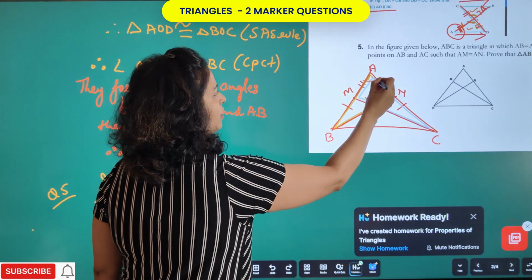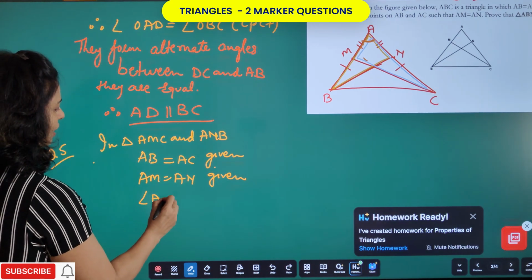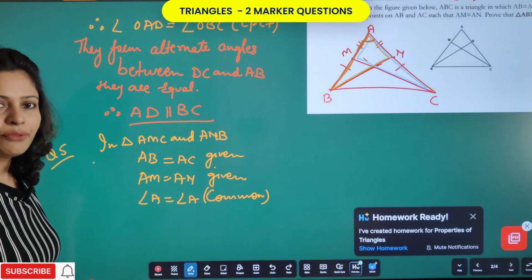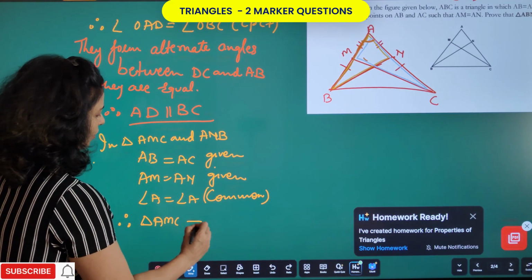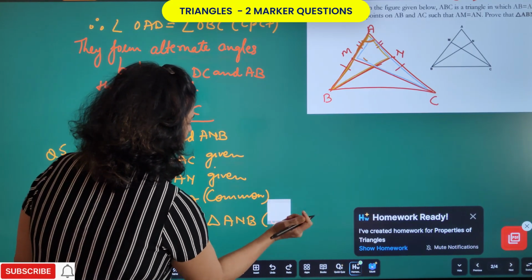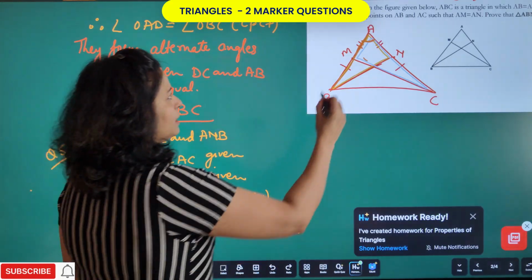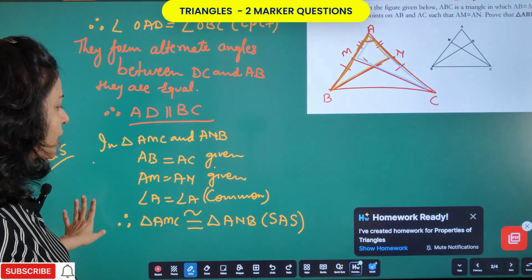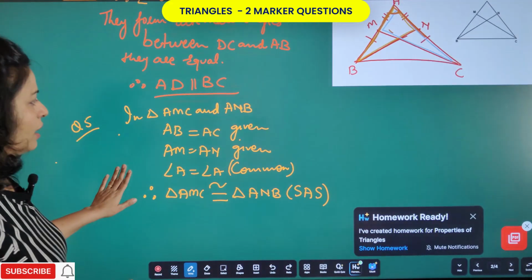And if you see, this angle A is common to both the triangles. So angle A is common to both the triangles. You can write angle A is equal to angle A, which is common angle. Okay, so here if you see clearly, we have the congruency. Therefore triangle AMC is congruent to triangle ANB by SAS, that is side, angle and side. Okay, so this angle is the included angle. So once we got the congruency, they are asking us to prove congruency only, so there is nothing else they are asking us here.